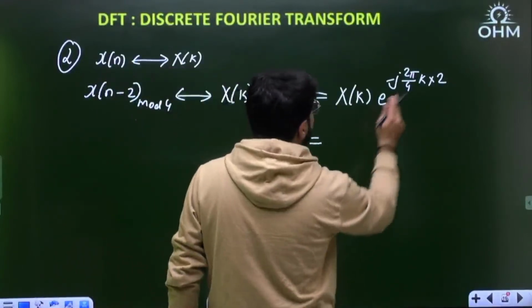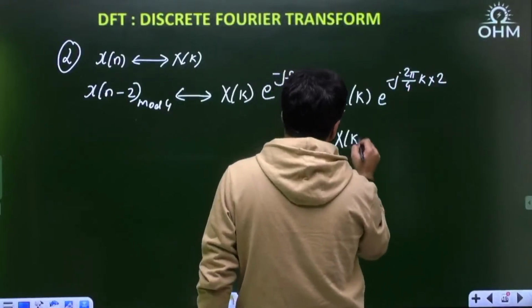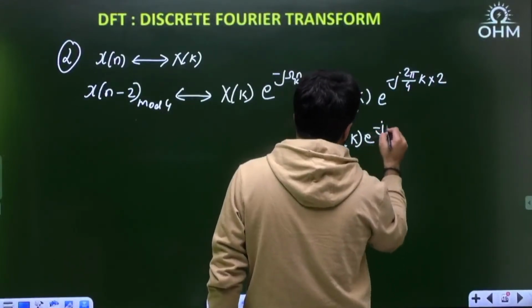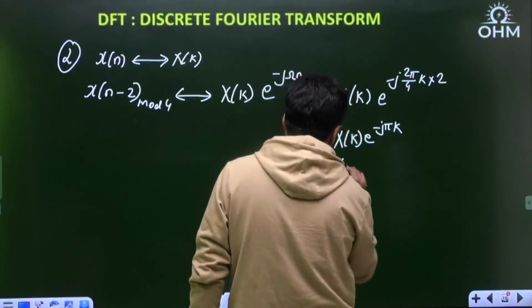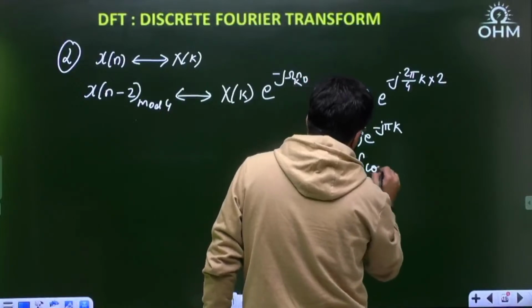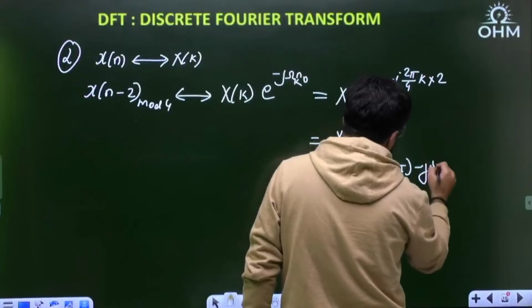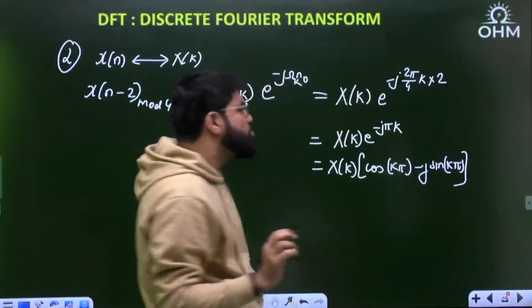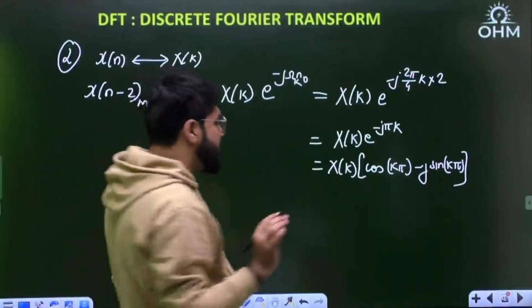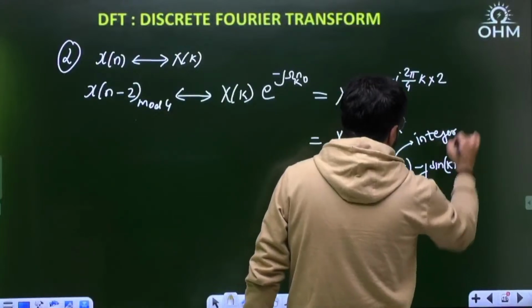So this is finally equal to 2 over 4, 4 and 4 cancel, so it is equal to X[k] multiplied by e power minus j pi k. What is e power minus j pi k? Let me simplify it further. It becomes cos k pi minus j sin k pi, where k is only an integer. Remember that k is an integer.